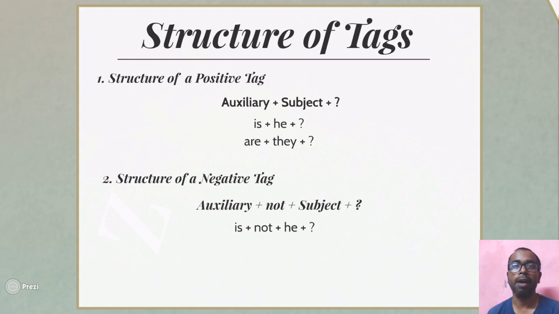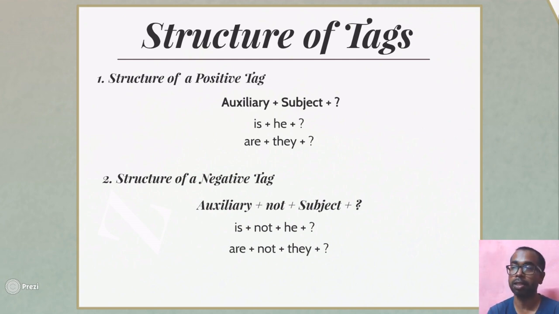Let's make a sentence. In this case, we have to put a positive statement before the negative tag. So let's make a positive sentence with he. Okay, he is going to school. Isn't he? Or is not he? He is going to school. That's a positive statement. Is not he? It's a negative tag. It's a complete question. He is going to school. Isn't he?